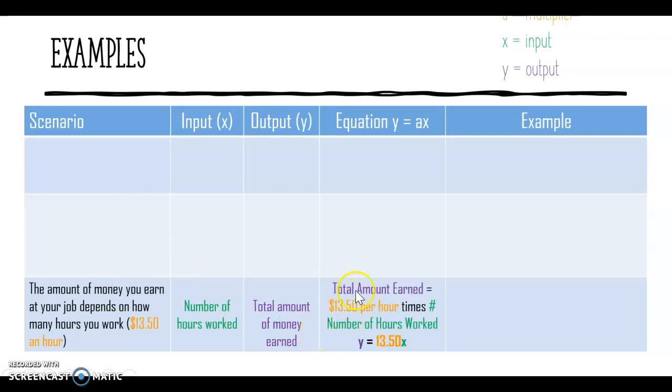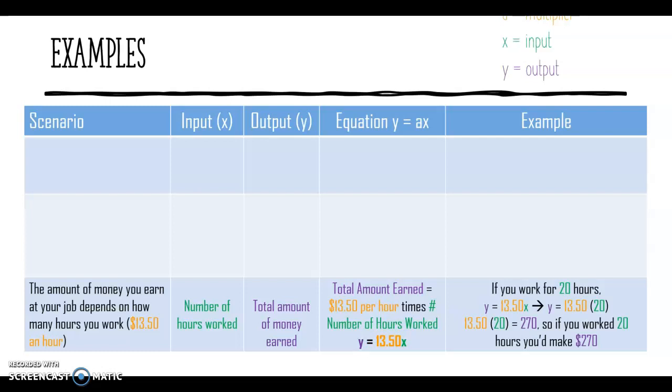Okay? So we can write our equation as the total amount earned is the $13.50 per hour. That's how much money you make every hour. And multiply that by the number of hours you worked. So our equation can be y equals 13.50x. So for example, let's say you worked 20 hours. We're going to use our equation y equals 13.5x. And we're going to plug in that 20. That's what's being inputted into the equation. And we're going to multiply $13.5 times the 20 hours that you worked. And that'll give us 270. So that means that if you work for 20 hours, you're going to earn $270.